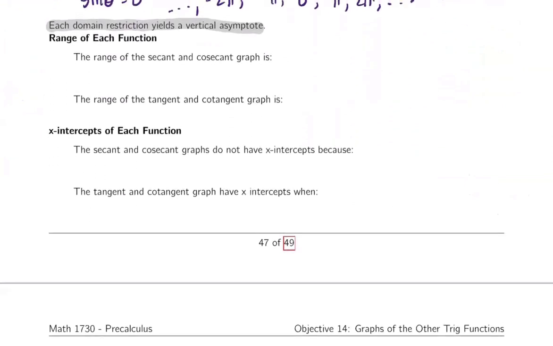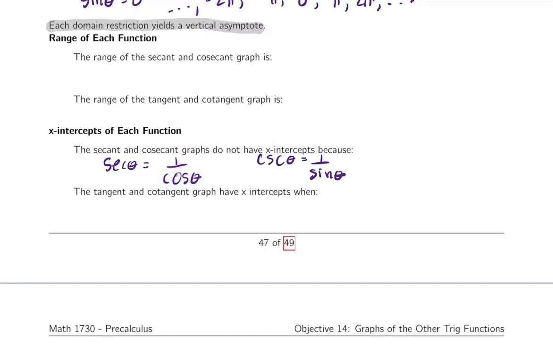The x-intercepts of each function. An x-intercept is going to happen whenever my y value is equal to 0. Secant theta, remember, is 1 over cosine theta, and cosecant theta is 1 over sine theta, right? And so if I were going to have x-intercepts, I would need this thing to be equal to 0 at some point.